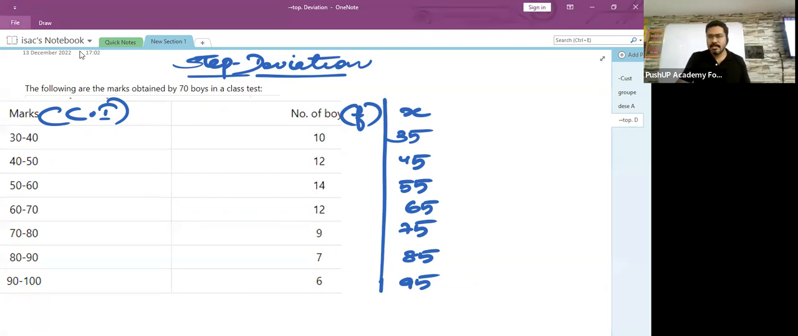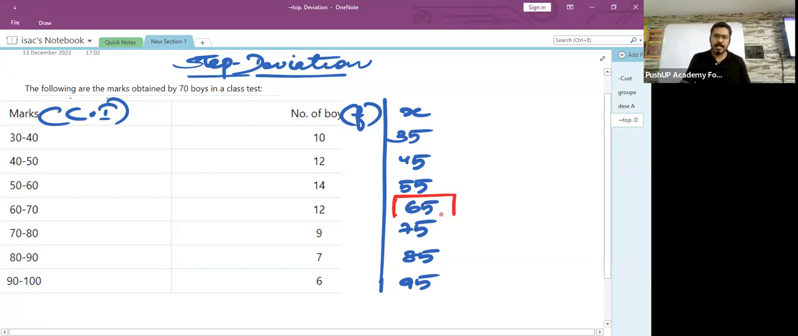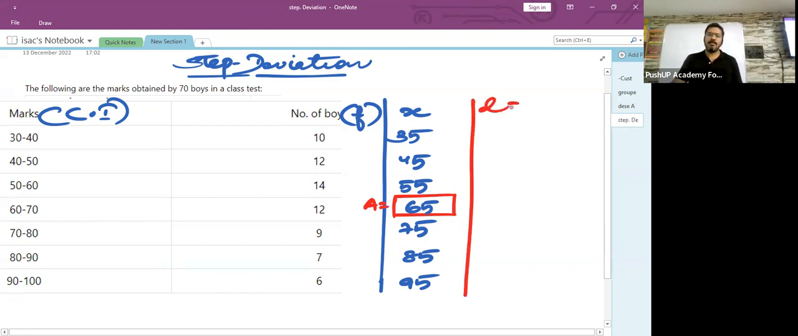Now, the next process is what? Find the assumed mean. I'll tell you when there will be a small change in the entire process, okay? Till then, just follow whatever you did in shortcut method. Let us take 65 as the assumed mean. No problem in doing this. A is equal to 65, okay? Now I want you all to create the column of deviation. And what is deviation? It is x minus a.